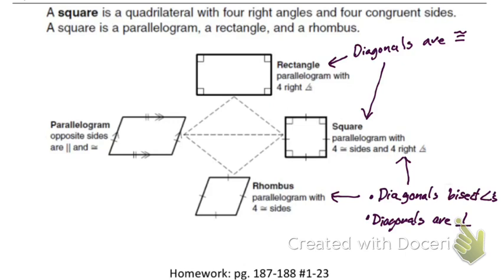What about rectangle? Yeah, it should be rectangle and square, not rhombus. So those are the ones that have to be, because one of our theorems for a rectangle says that diagonals are congruent. So you put a check mark on that one, and then you put a check mark on your square because the square is a rectangle.